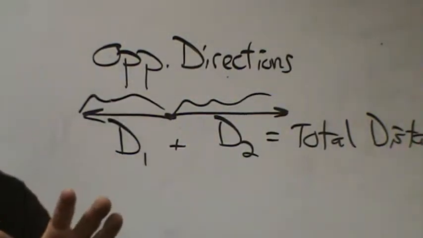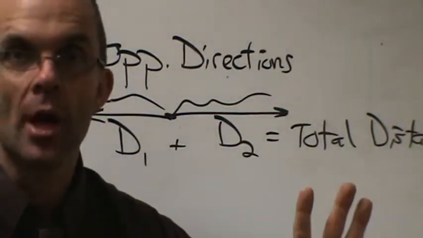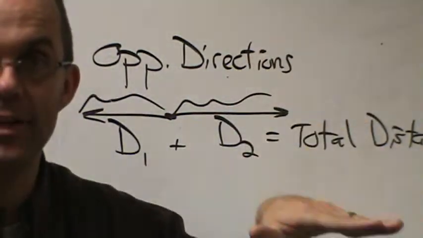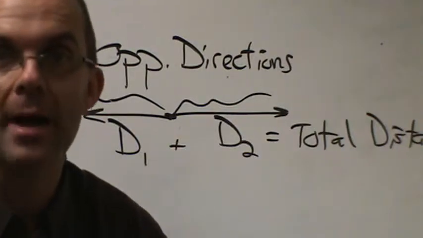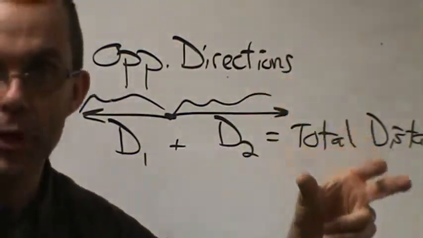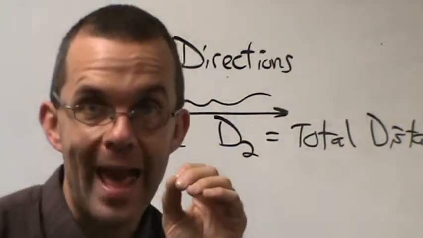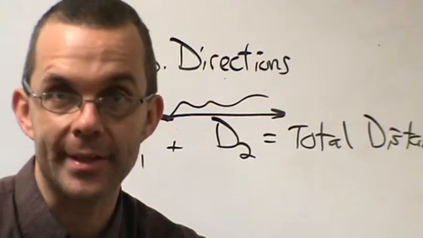If it says something like, for the trip, the total time was 6 hours. If you don't know either individual time, but the total time was 6 hours, you do x and then total minus x. That's big for this whole unit. Do x and the total minus x.